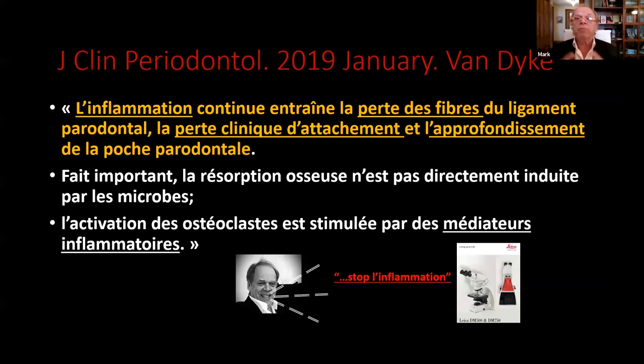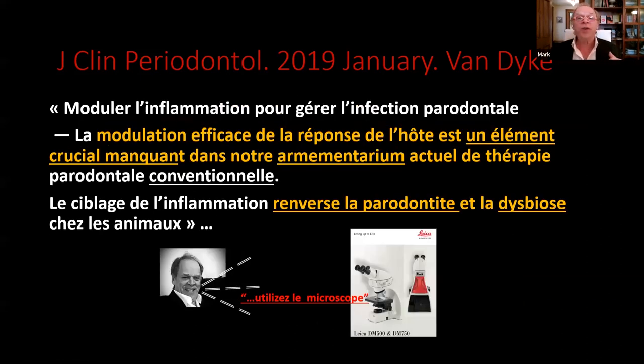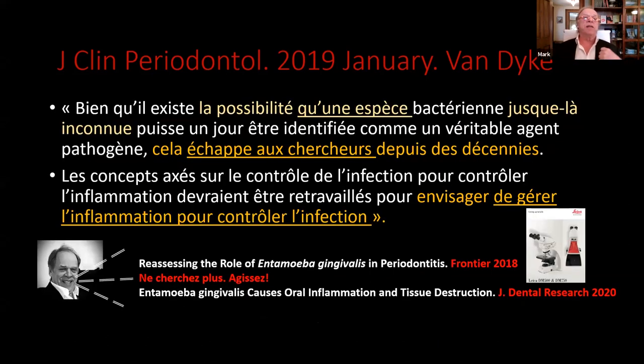So if we look at what was proposed by Dr. Van Dyck, he says that with inflammation you lose fiber and you have deeper pockets. So what do we do? We have to stop inflammation. We can use the microscope to stop inflammation. Same thing would be to modulate the host response and use some tool to stop this. We can do this with the microscope. We can stop dysbiosis and inflammatory cells.